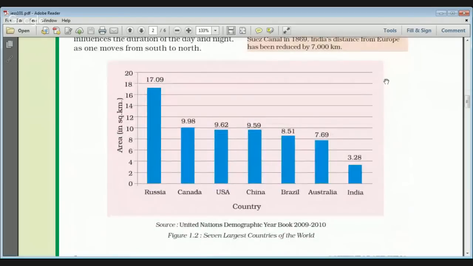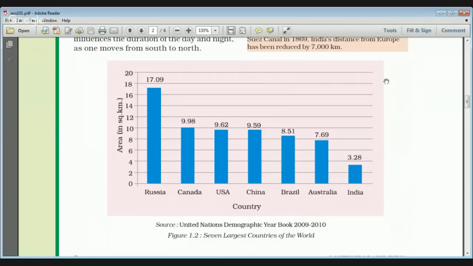This is a diagram showing the seven largest countries of the world. See, Russia is the largest country of the world in terms of area. Then Canada is second largest. USA is third largest. Then China is fourth largest. Brazil is fifth largest, and Australia is sixth largest. And India is the seventh largest country in the world.